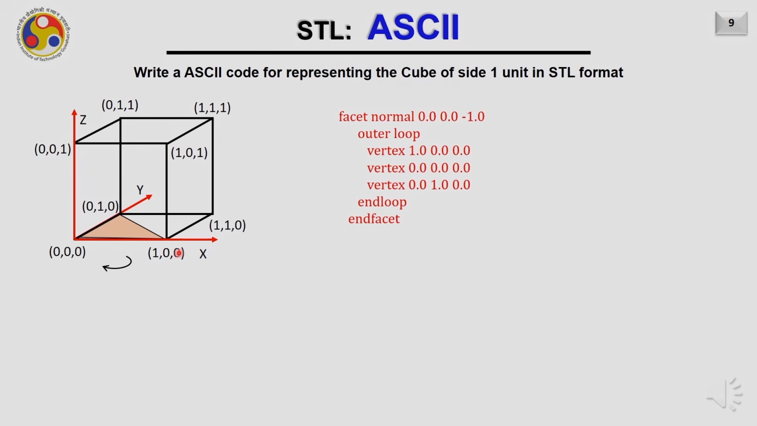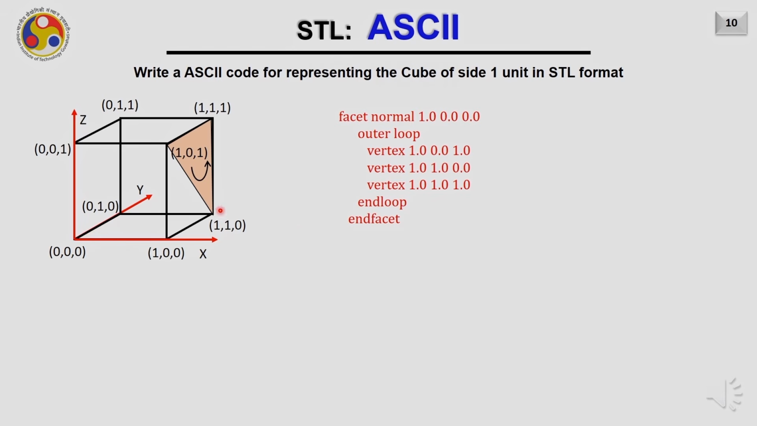In a very similar fashion, we can write this particular triangle, which is also very similar, and the normal direction is downward, that is in the minus 1 direction. Hence 0, 0, minus 1. The three vertices are 1, 0, 0, and then next will be 0, 0, 0, because we need to follow the counterclockwise direction, and then next is 0, 1, 0.